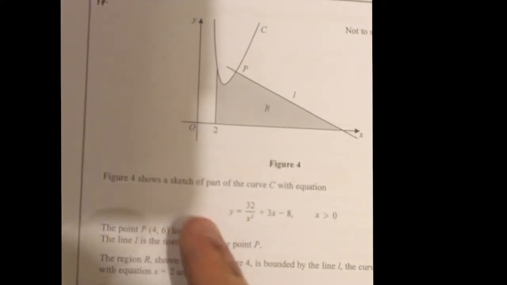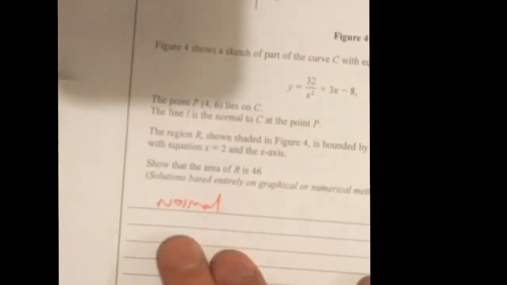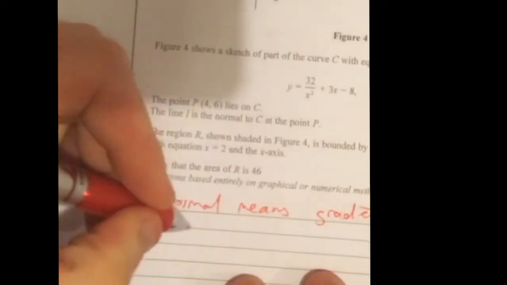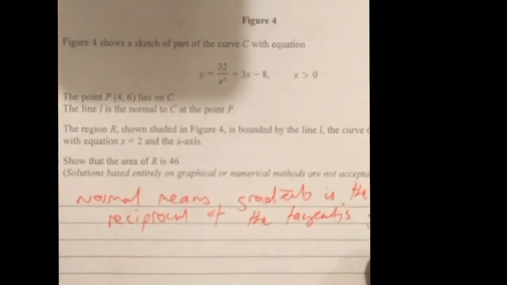we've got then a quadratic meeting a line, and we're trying to find the area underneath both of them. We're told point P, so that's 4, 6, which is there. And we're told this line is a normal to this curve. So normal, if you remember, it means gradient is the negative reciprocal of the tangent gradient. So normal means the gradient of the normal is the negative reciprocal of the tangent's gradient.